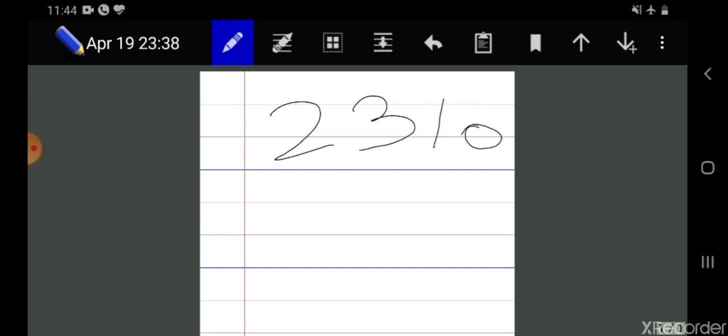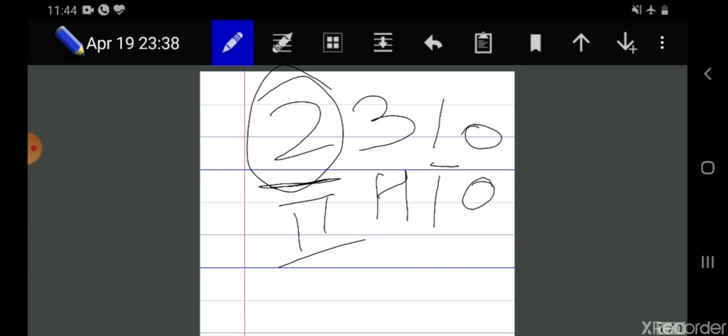I'll show you in written form. Here the number is 2310. Which is the highest place value here? 2 is at the highest place value, that is ones, tens, hundreds and thousands. So the highest place value here is 1000. So we will estimate the sum to the nearest 1000.